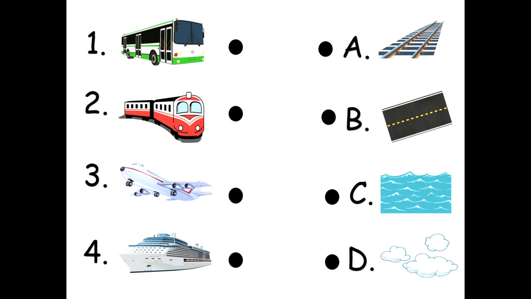Now for example number one, a bus. In what transport mode can you see the bus? Is it A, B, C, or D? The answer is letter B, on the road. You can see the bus on the road. For number two, a train. In what transport mode can you see the train? Is it A, C, or D? The answer is letter A, on a railway. You can see a train on the railway.